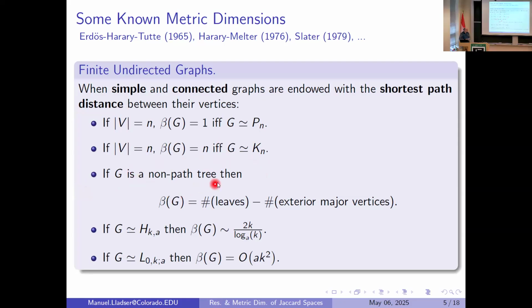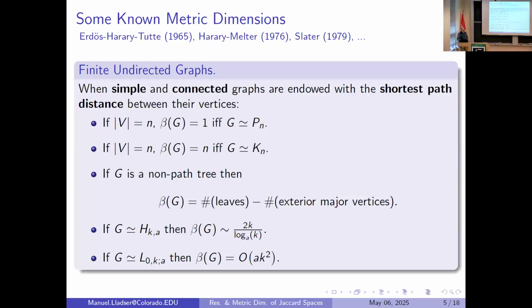For a non-path tree, meaning not a segment tree, the metric dimension is the number of leaves minus something called exterior major vertices. And there is an algorithm not only to compute the metric dimension, but also to find resolving sets, which can always be taken as a subset of the leaf set of the tree.